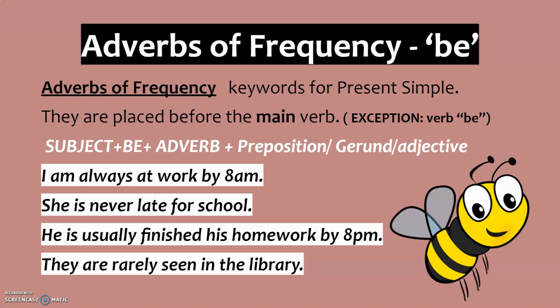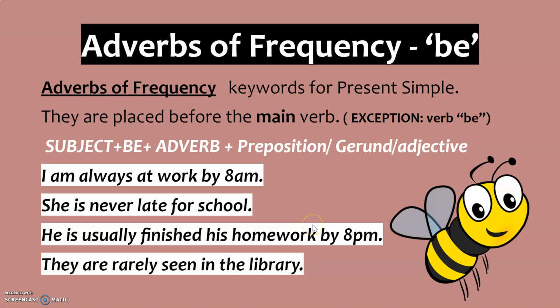She is never late for school. Subject, verb to be, adverb. He is usually finished his homework. They are rarely seen in the library. And after the adverb, we either have our preposition, our gerund, our adjective, or our past participle. So we see there, at work, always at, never late, usually finished, rarely seen. So we have our preposition, adjective, past participle, so on.